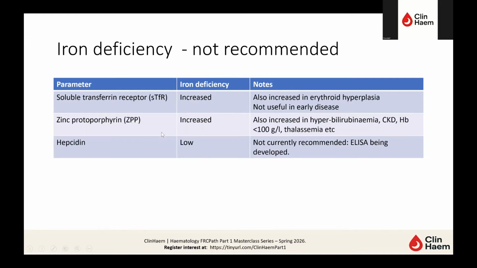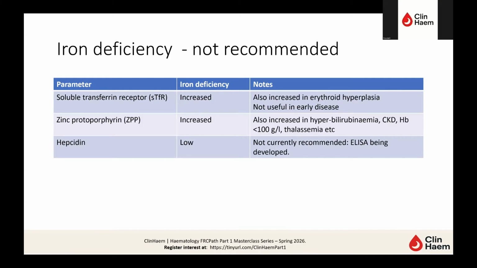Okay. There are some other markers which are not recommended. The soluble transferrin receptor is quite a difficult test to do, but it's not recommended anyway because it doesn't add a lot more than what ferritin would do, and it's not useful in early disease. So even if it's late disease, other markers will hopefully show it as well. Zinc protoporphyrin is increased in iron deficiency, but again, not suggested because it's increased in lots of other causes, for example, high bilirubin, CKD, anemia of any cause, and thalassemia, etc.